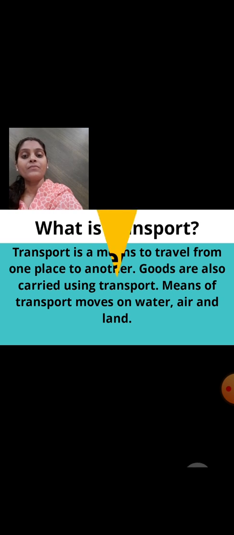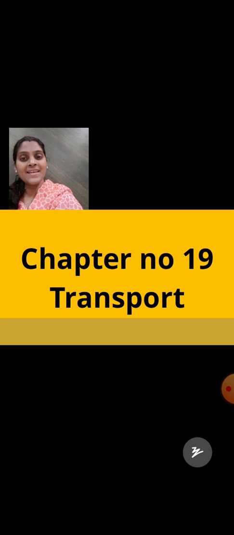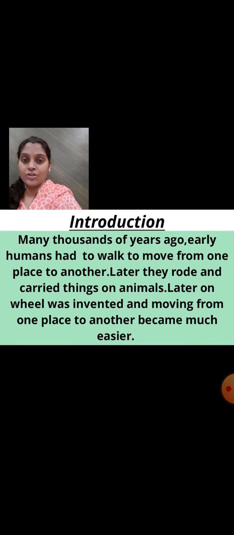Okay? Now in this chapter, that is chapter number 19, transport, we are going to see some of the means of transport, some fastest means, some slow means of transport, some very fast means of transport. Yes, let's start. Introduction. Many thousands of years ago, early humans had to walk to move from one place to another. Later they rode and carried things on animal. Later on, wheel was invented and moving from one place to another became much easier.